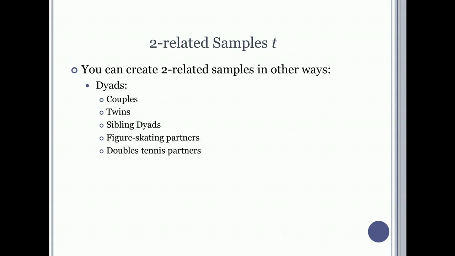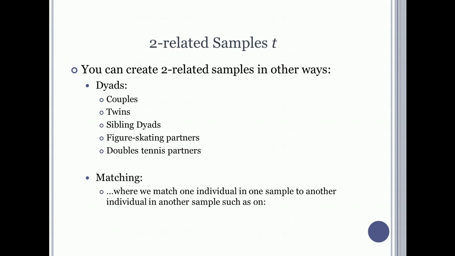You can also create two related samples in other ways with dyads. And those dyads can be couples, twins, sibling dyads, figure skating partners, doubles tennis partners. I tried to provide an exhaustive list of possible dyads. And then you can also create two related samples using matching. So where one individual is matched on a characteristic of another individual in another sample. So based on IQ, you can match individuals on IQ, or age. That's another easy way of going about it.